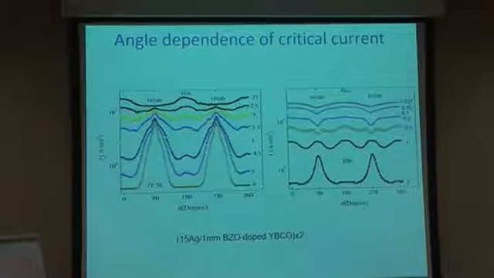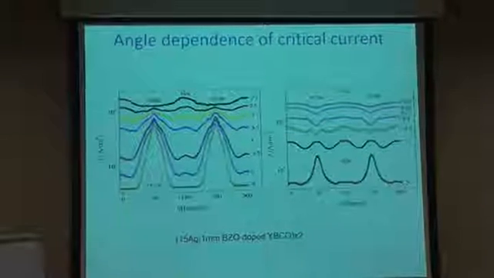What does it? Yes, please. May I ask a question? Yeah, sure. Is it possible to identify film growth orientation by considering the angle dependence of the critical current in this case?